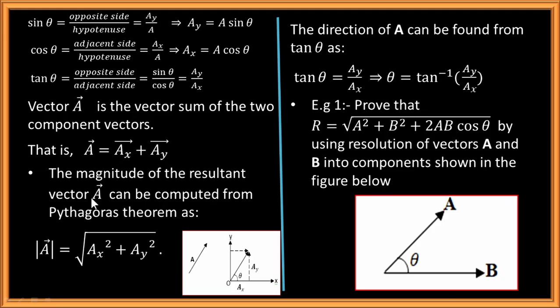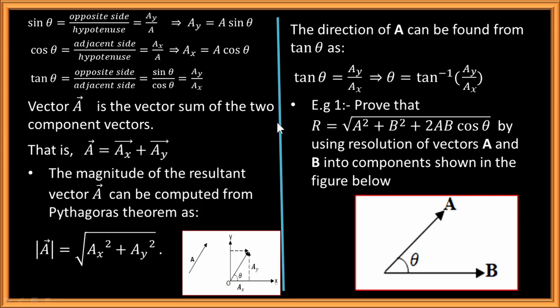The magnitude of the resultant vector can be computed from Pythagoras theorem. Do you know why? Because Ax and Ay form an angle of 90 degrees with each other, and thus the resultant vector A squared is equal to Ax squared plus Ay squared, or simply norm of A is equal to square root of Ax squared plus Ay squared. The direction of A can be found from tan theta as tan theta is equal to Ay over Ax, meaning theta is tan inverse of Ay over Ax.